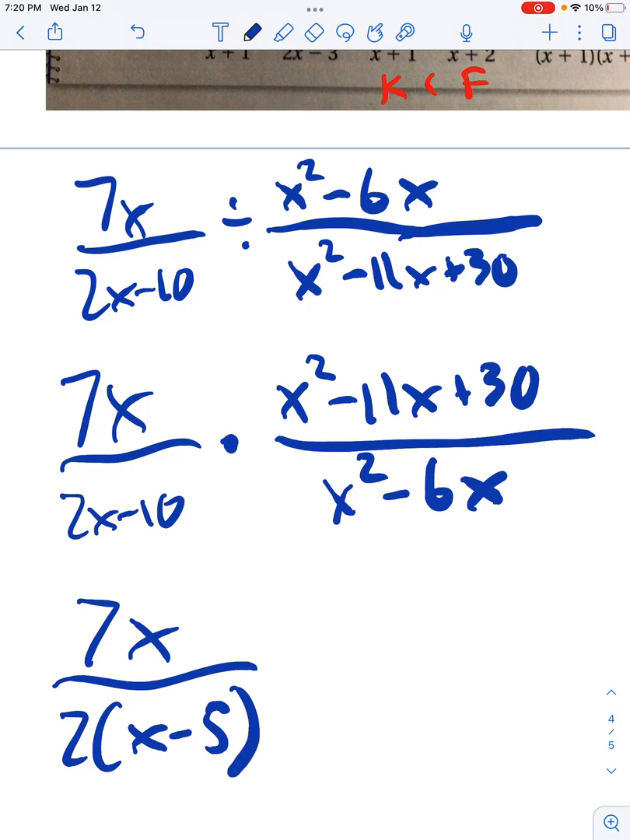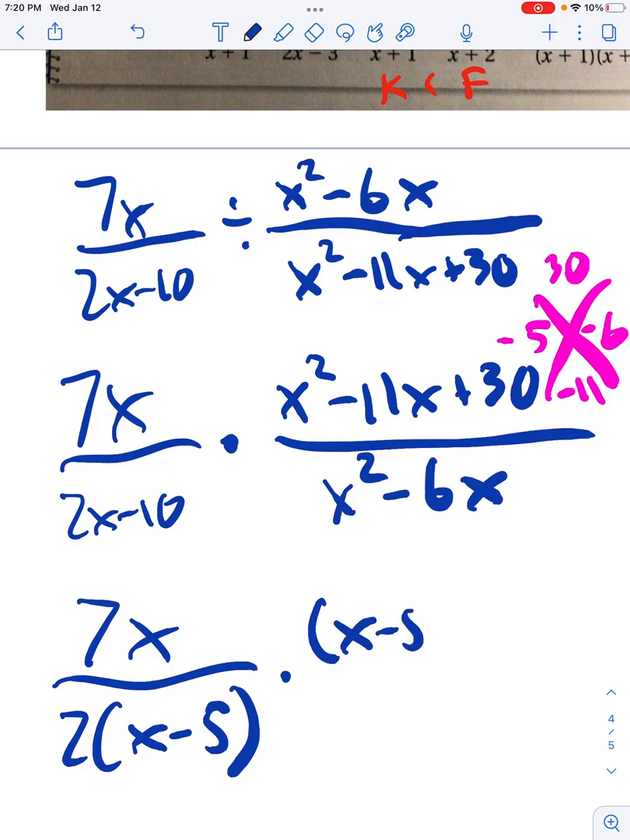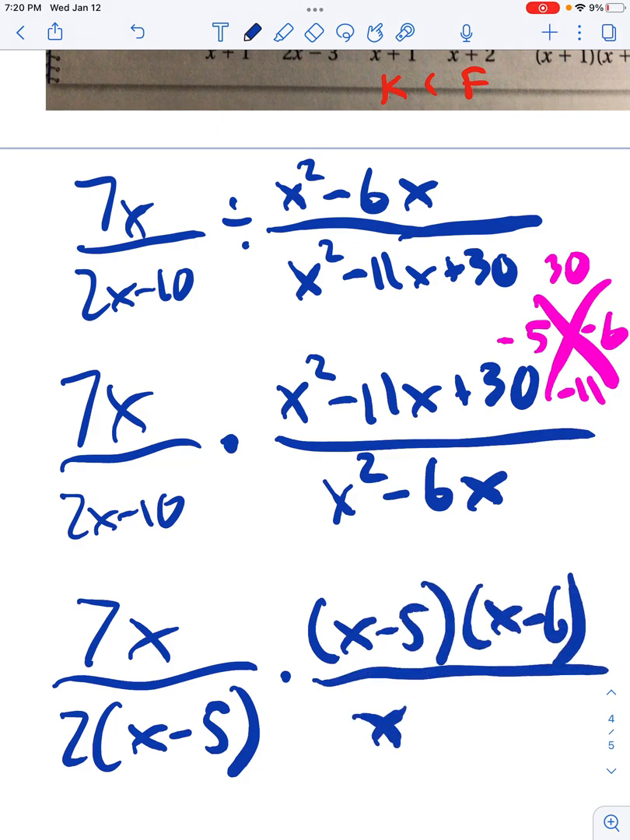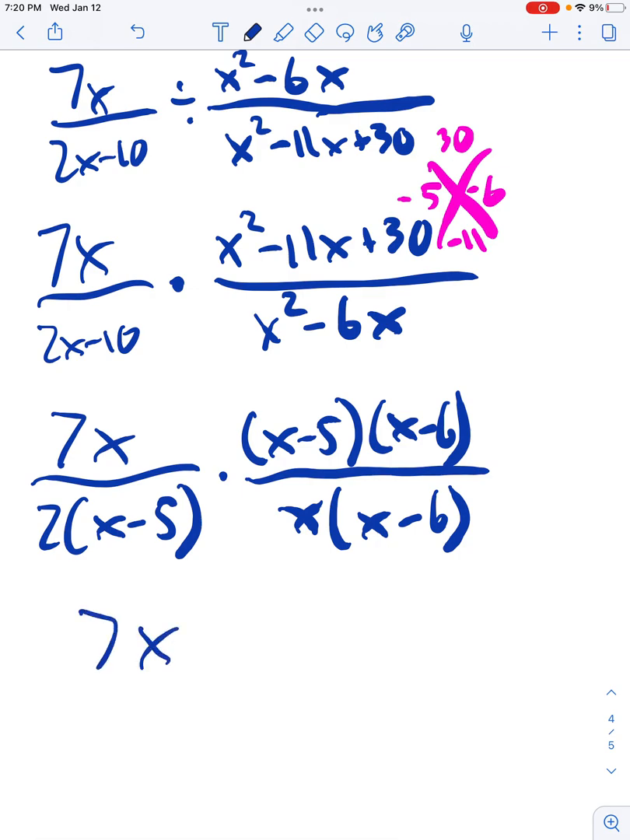7x I can't do much with. This one I can factor out a 2, and I get x minus 5. If I do my factoring right here, what numbers multiply to get 30 but add to get negative 11? That's going to be negative 5 and negative 6. So I'm going to write this as x minus 5, x minus 6, and this one you can factor out an x and get x minus 6 over here.